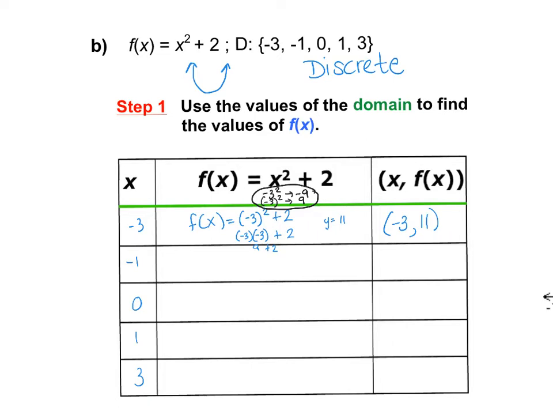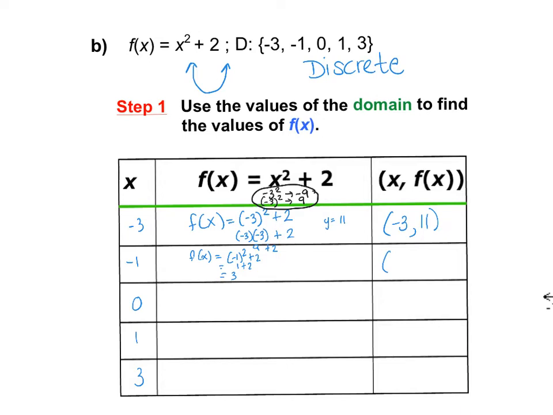Remember, f of x is a function of x. It means I'm plugging in a value for x. And my graph is definitely a function. Okay, so f of x equals, let's do that again with negative 1. Negative 1 squared plus 2. Negative 1 times negative 1 is positive 1 plus 2, which is 3.